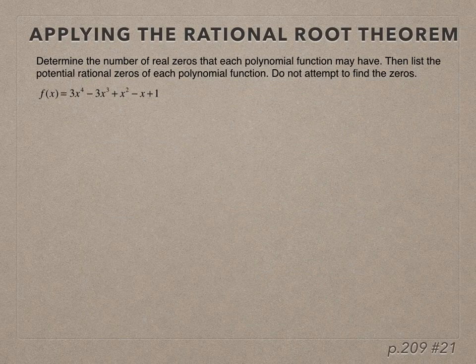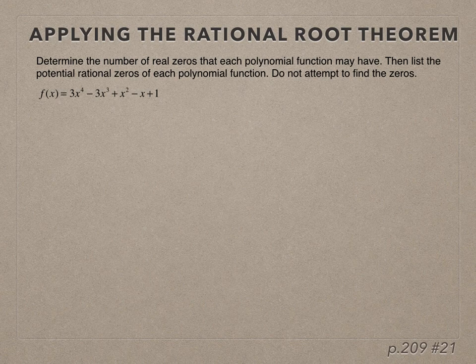In this video, we will apply the rational root theorem. It says to determine the number of real zeros that each polynomial function may have, list the potential rational zeros of each polynomial function. Now, it does tell me do not attempt to find the zeros, but I'll show you a little bit of what that process would look like.